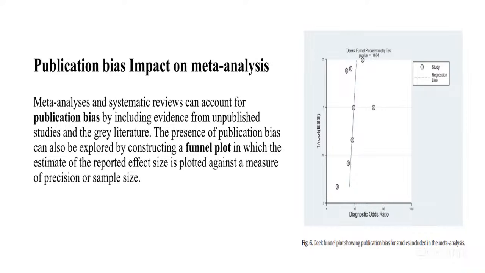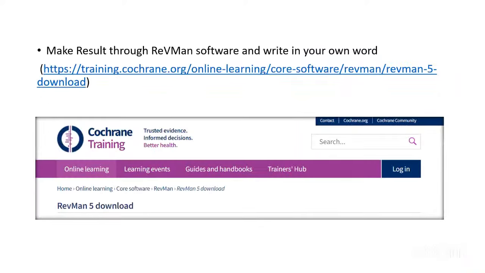Okay. Now publication bias, which I said you have to assess once you are collecting the data, you will easily get by funnel plot. How? By RevMan. You don't have to work. You only have to fit the data. That's all.